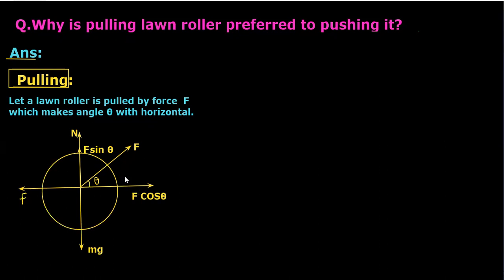So if we resolve the components of the force, this component becomes F cos theta, and this component becomes F sin theta. Normal reaction is always in the upward direction. The weight of the lawn roller is acting vertically downward, that is mg, and this side is the frictional force, which is opposite to the direction of motion. Yes, this f is the frictional force.